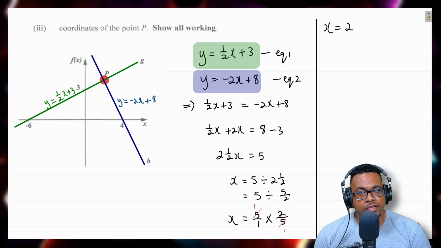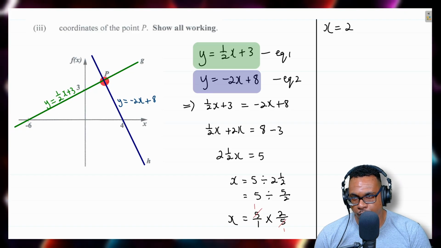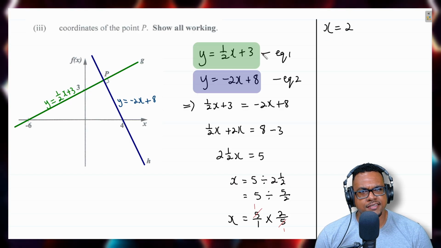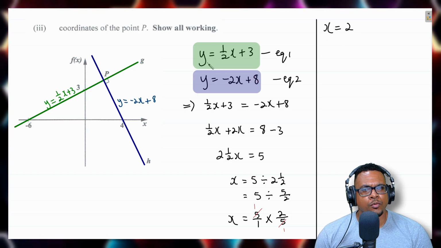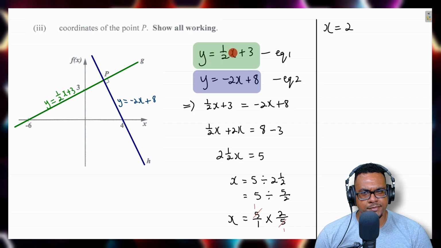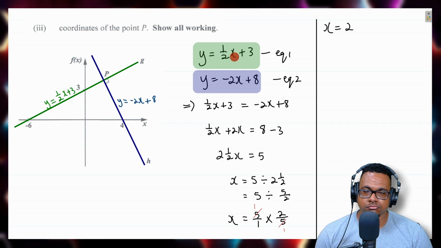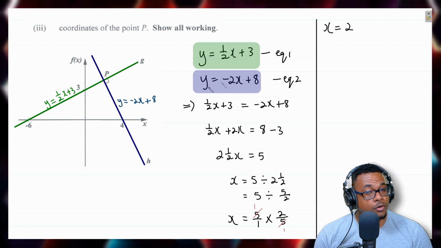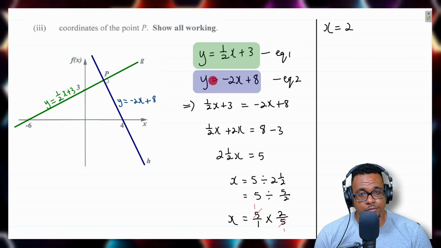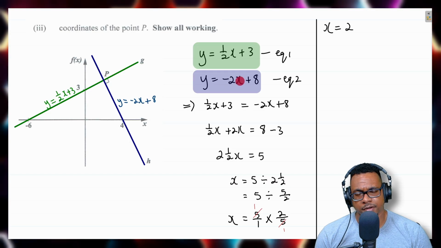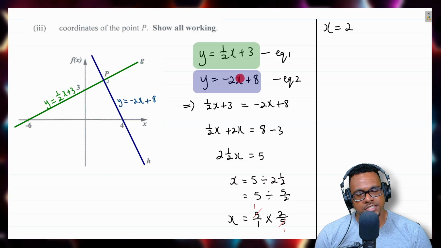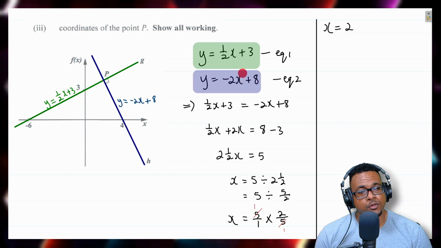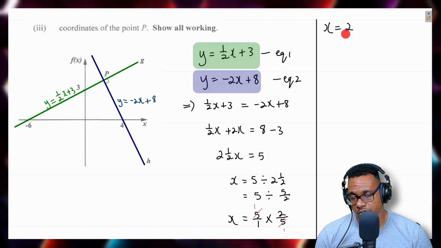Now, a coordinate has an x component and a y component. All we found so far is just the x component. Now we can substitute this value for x into any of the two equations. So now equation 1 reads y is equal to a half times x. So think about it as a half times 2. That's just 1. So you're going to put 1 plus 3, which is 4. So y is 4. Or you can use equation 2, where we have y is equal to negative 2 times x. And remember, x is 2. So that's negative 2 times 2, which is negative 4. And negative 4 plus 8 is 4. So it doesn't matter which equation you use. You're going to get y is 4 when x is equal to 2.